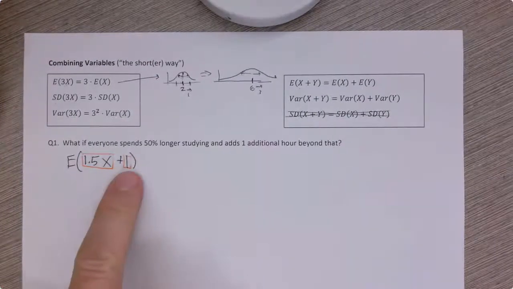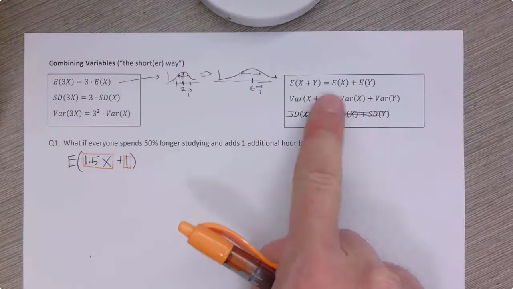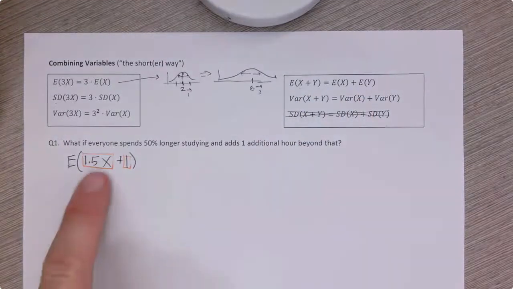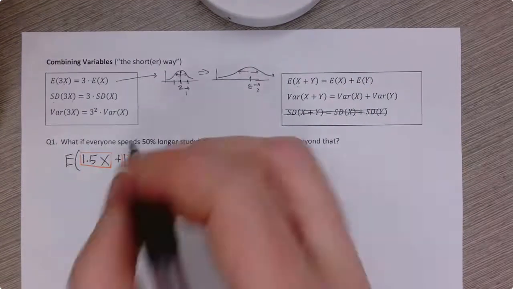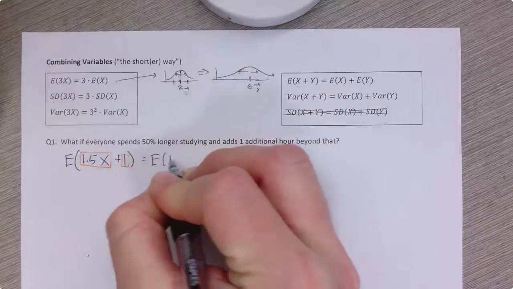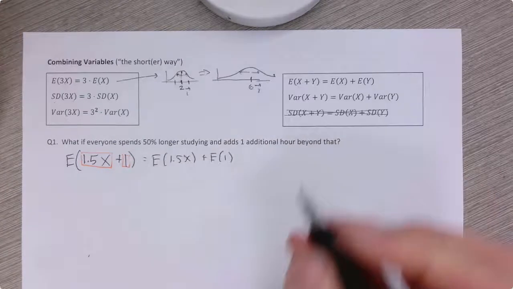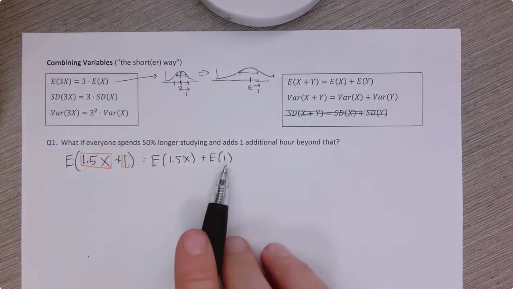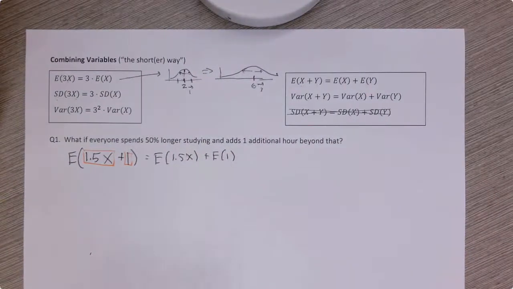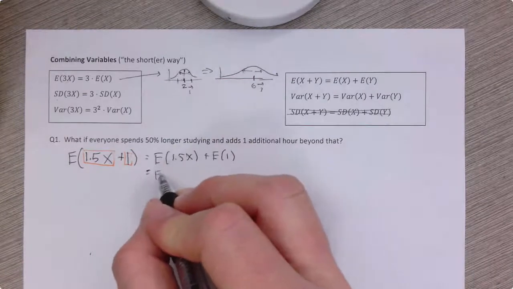So let's treat each of these as a random variable and apply this equation where I can find the expected value of each of them separately. So now I've got the expected value of 1.5x plus the expected value of 1. And you might think, whoa, we haven't seen that before. Hold your horses. We'll do that in just a second.